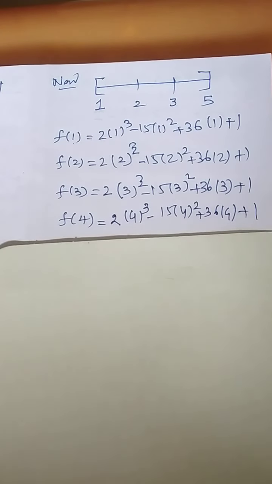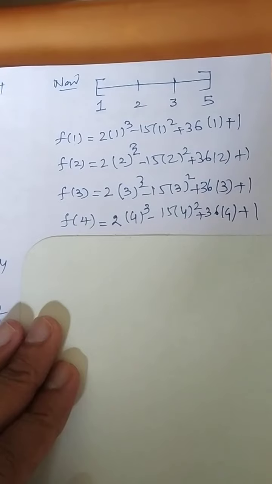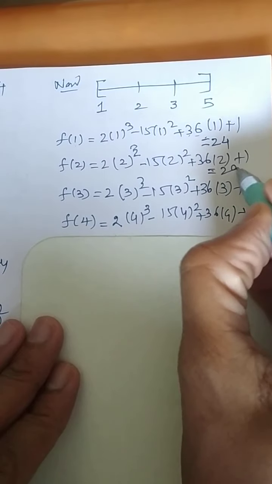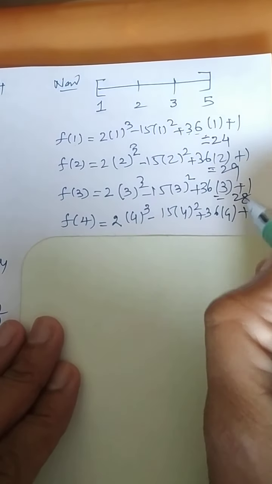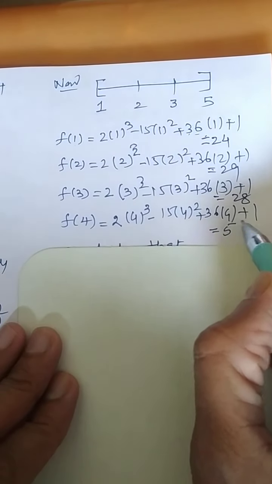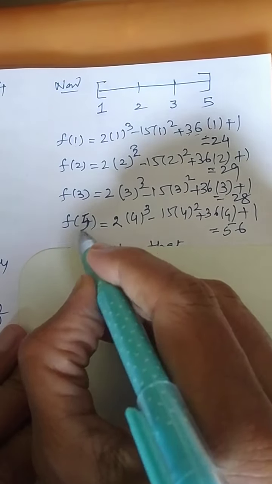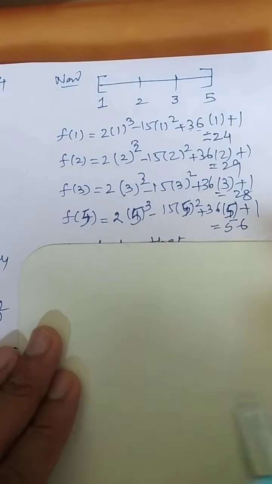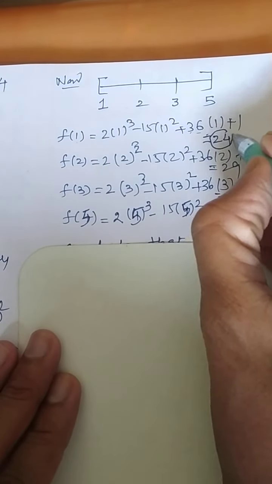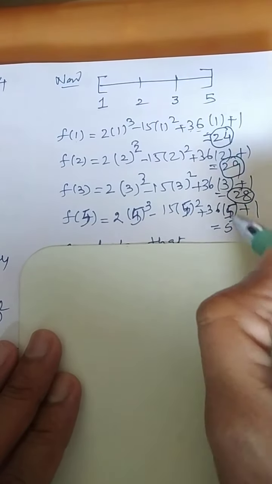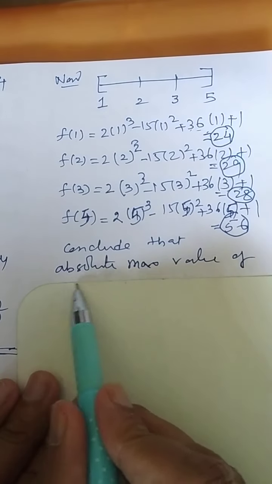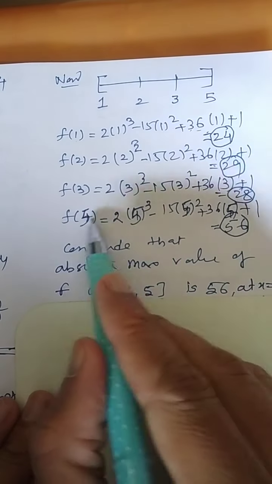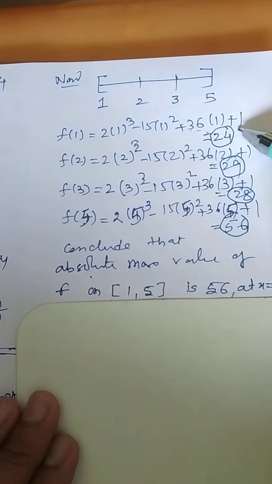Okay, absolute maxima and absolute minimum. So just quickly evaluate all those numbers. The first number you are getting is 24, correct. The second number is 29, the third number is 28 and the last number you are getting is 56. Here 5 is to be replaced. Is it okay? Now absolute maxima and absolute minimum means you will be monitoring all these numbers. Which is the maximum number present over here? 56. So conclude that the absolute maximum value of the function in the interval 1 to 5 is 56. At what point? x equal to 5. And the minimum value is nothing but 24.